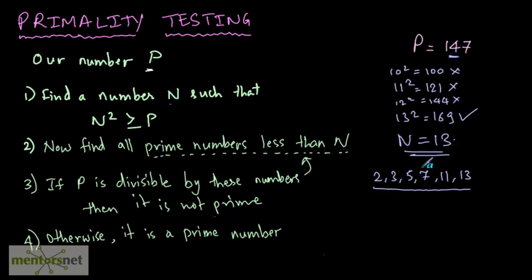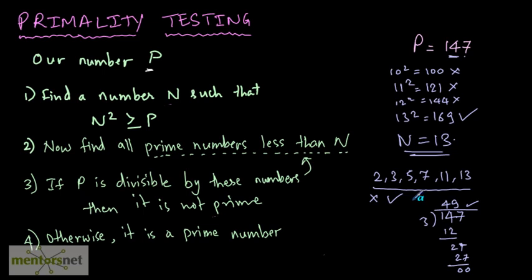So let's see if 147 is divisible by 2. 147 is not divisible by 2 because 7, its units place, is not divisible by 2. Let's see if it is divisible by 3. So 147 divided by 3. 3 4s are 12. We have 2 as a remainder. 7 comes down. 3 9s are 27. So 147 is divisible by 3.